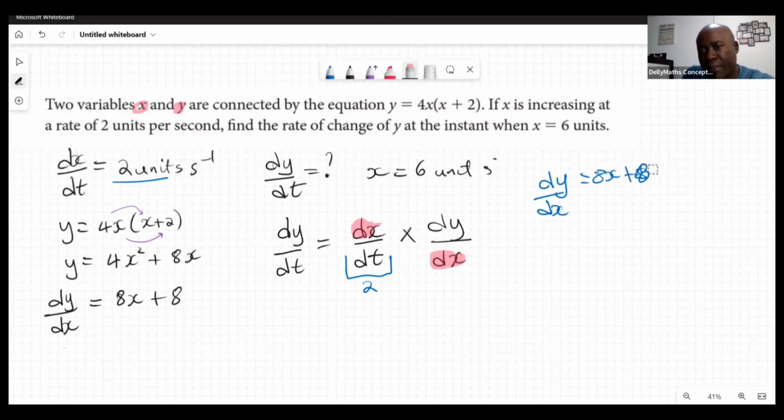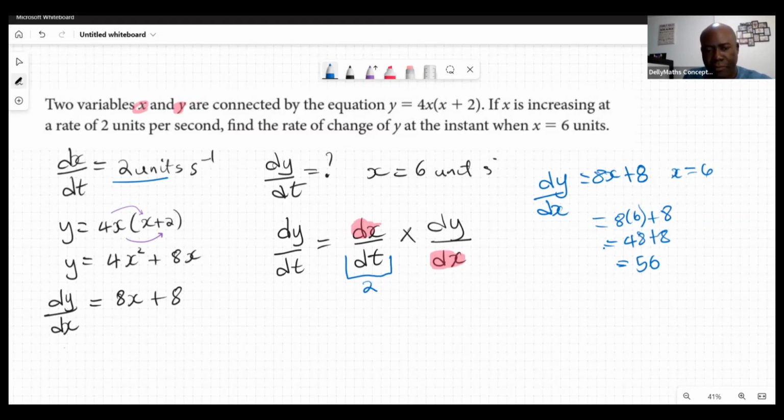8x plus 8, let me fix that, 8, yeah, thank you. And we're looking at it where x is equal to 6. So this is actually 8 times 6 plus 8, 48 plus 8 is going to give us about 56.